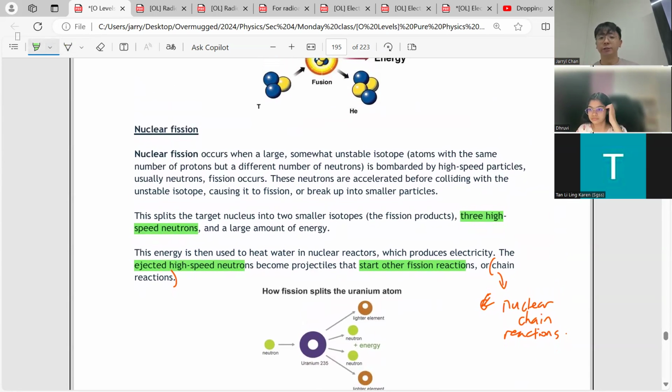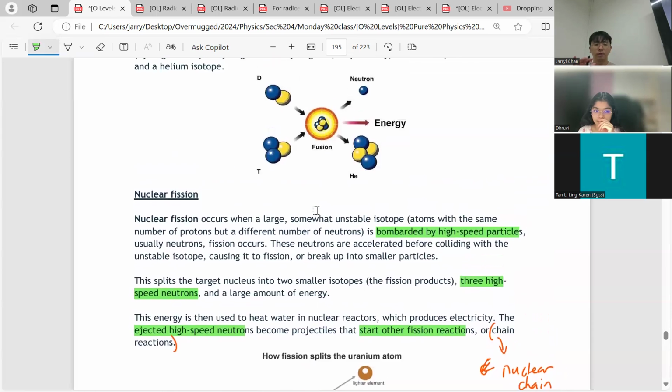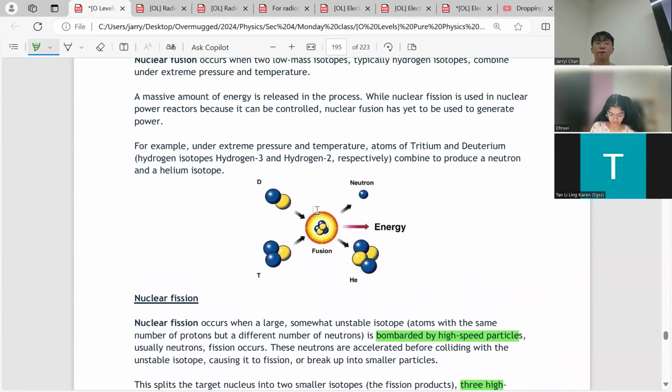That's why the whole idea of this is typically bombarded by high-speed particles. That's why the process can repeat. And that is nuclear fission.